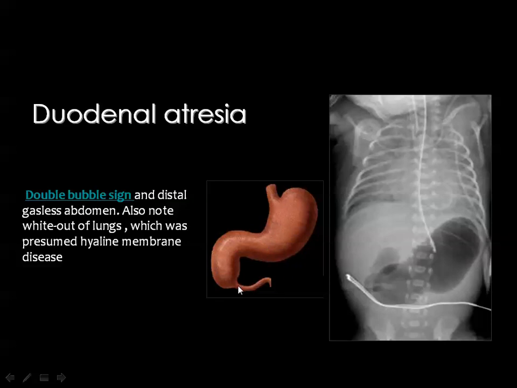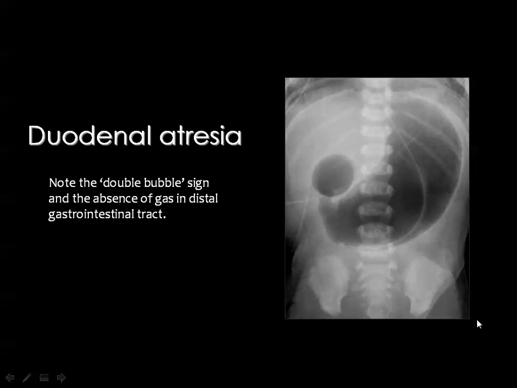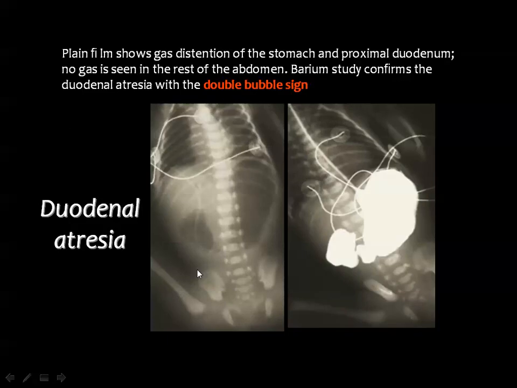In duodenal atresia you see double bubbles, one bubble in the stomach and the second one in the proximal part of the duodenum. This is a characteristic appearance where you can see the big bubble in the stomach and the smaller bubble in the proximal part of the duodenum, with no gas after that in the remaining part of the abdomen. This is the classic appearance of the double bubble sign, indicating the presence of duodenal atresia.